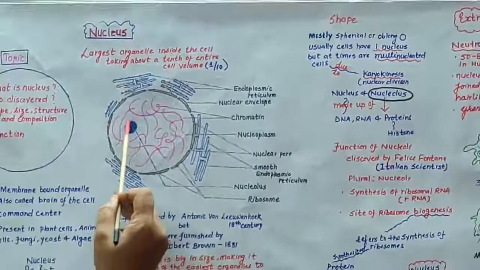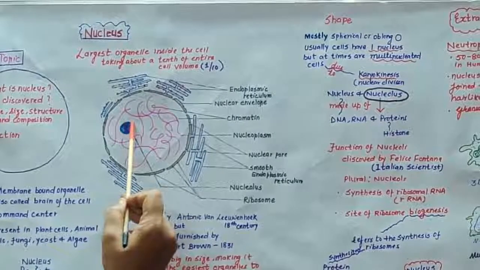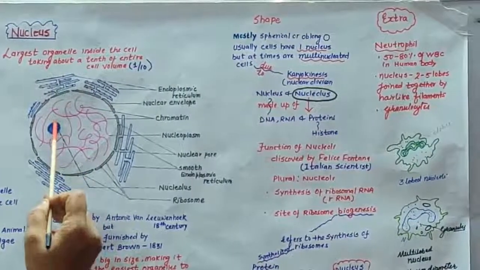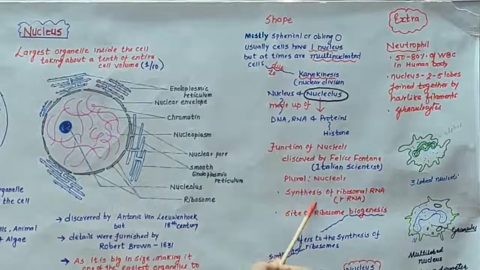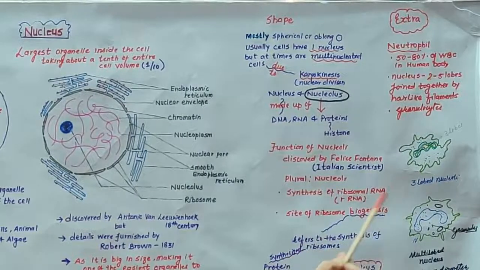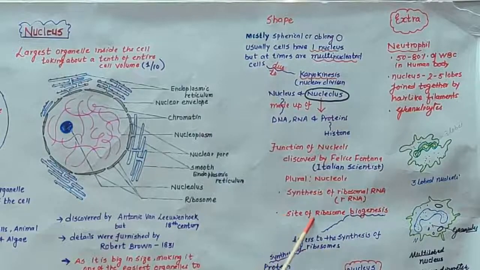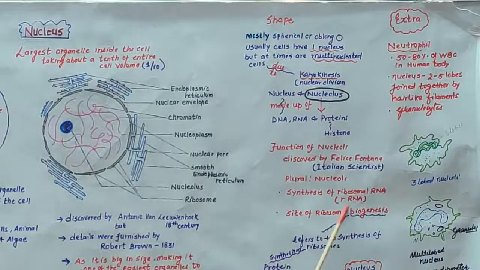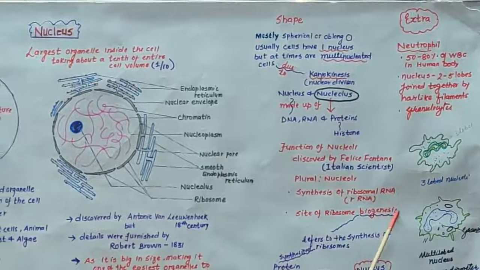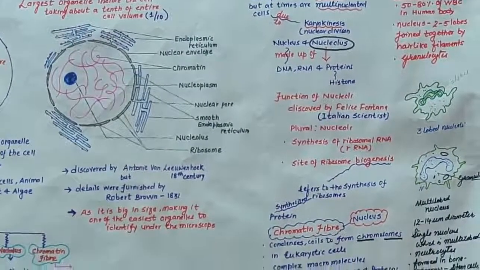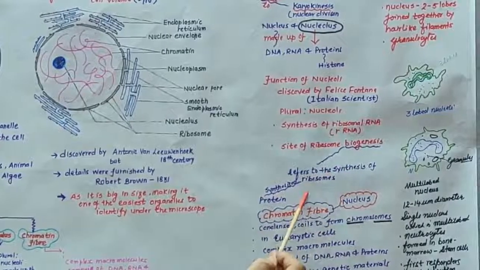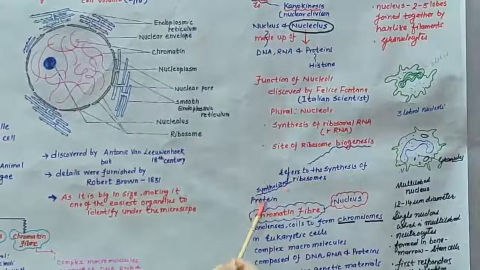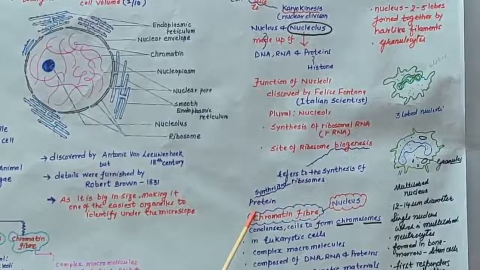Okay. Now what is the function of this particular structure or the body? It synthesizes ribosomal RNA, which is written as small r RNA. It is a site of ribosome biogenesis. Now what is biogenesis? It refers to the synthesis. Any genesis means synthesis, means making. Making of what? Protein. It makes protein.